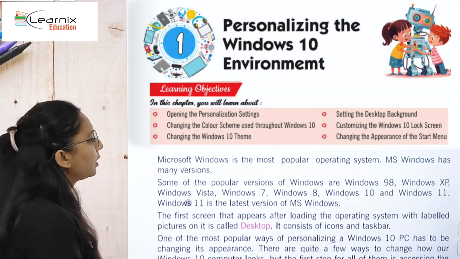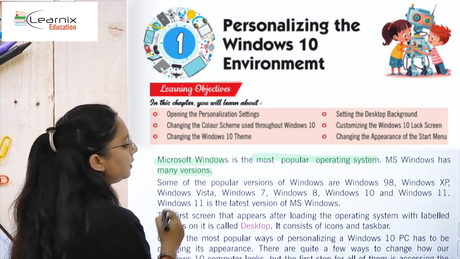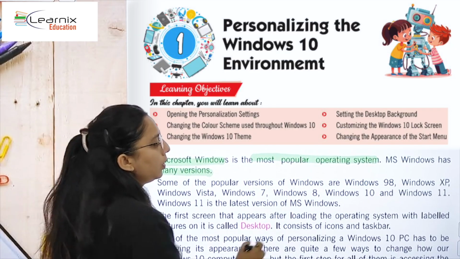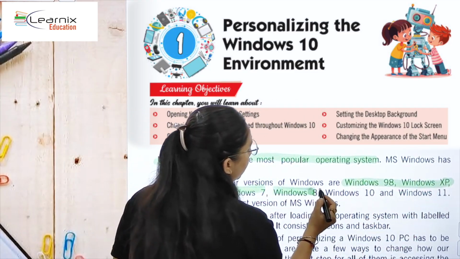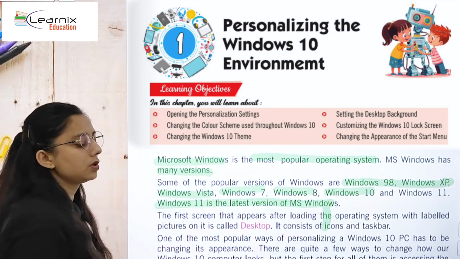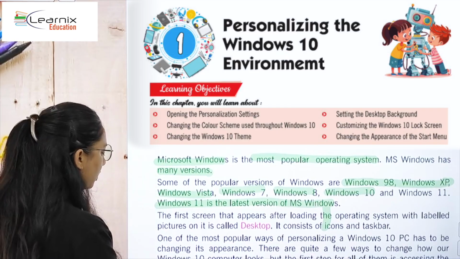Now, Microsoft Windows is the most popular operating system and has many versions. Some popular versions are Windows 98, Windows XP, Windows Vista, Windows 7, Windows 8, Windows 10, and Windows 11. Windows 11 is the latest version of MS Windows.